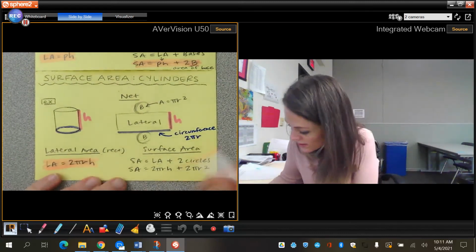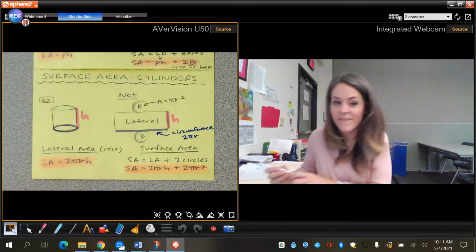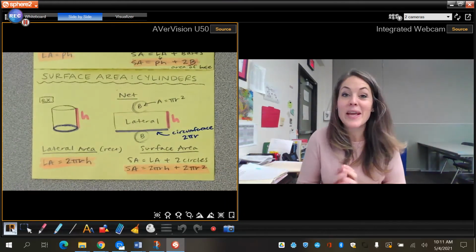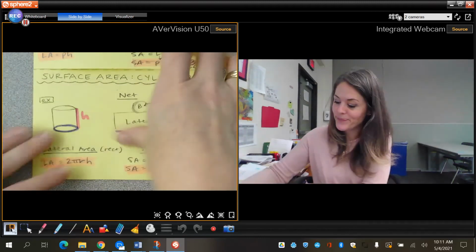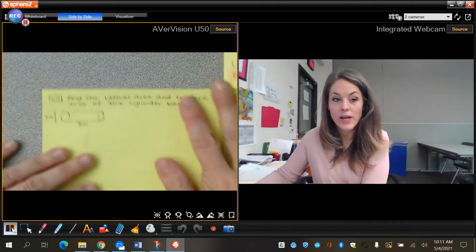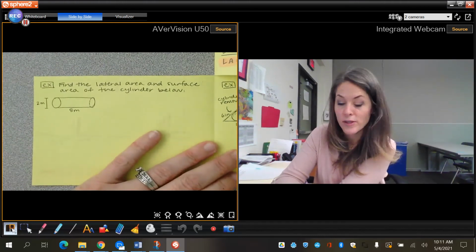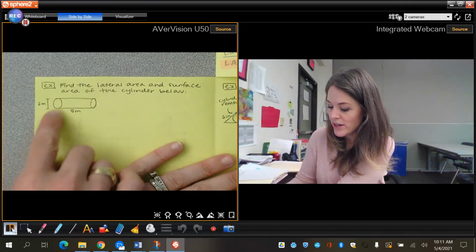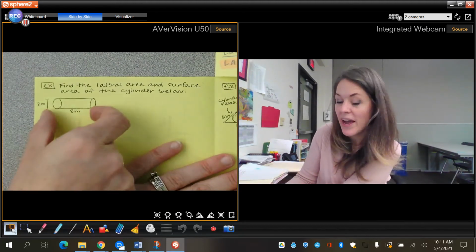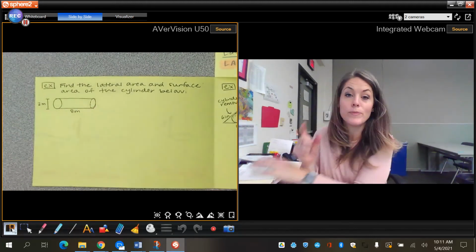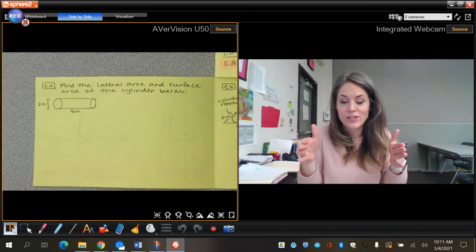All right, so again, we're just going to do one example, and then we will be done, and we will practice these. So here we go. It says find the lateral area and surface area of the cylinder below. So I have a cylinder here. Here are the circular bases. This would be the height. So remember, the height connects the two bases. Even though it's kind of laying on its side, it's still the height because it connects the two bases.